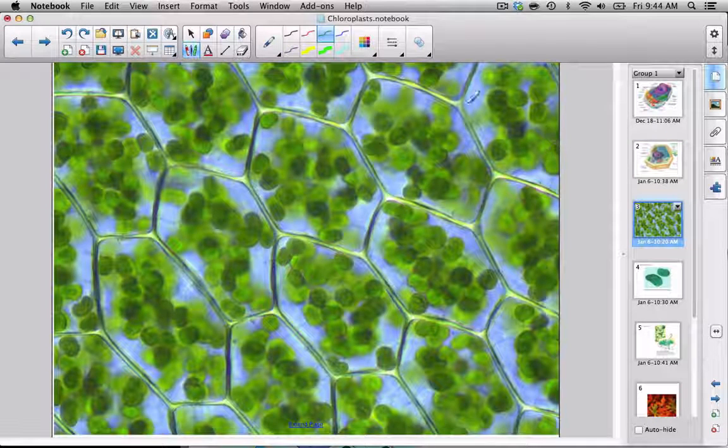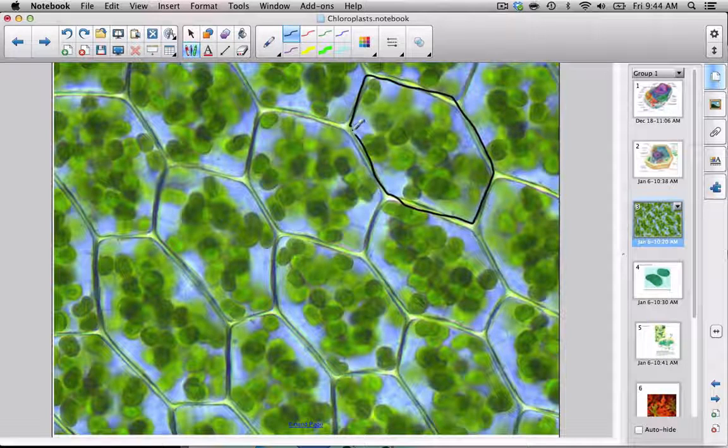So here's a photo of some actual chloroplasts. You can see the plant cell with the thick cell wall here. And inside the plant cell, it's full of these chloroplasts. Chloroplasts are characteristically green in color, and in fact that's why plants are green. I'll talk about that a little more in a bit.